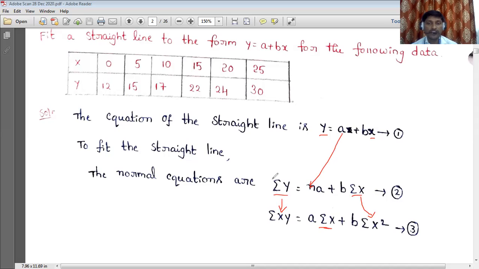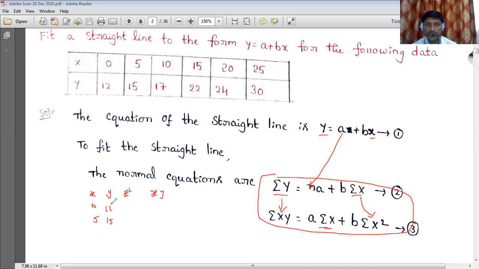Now our intention is to find all these values by using the given data. This is the given data. By taking this given data, we need to calculate all these values. What values do we require? x we require, y values we take, as well as x square, and next xy we require. x already they give 0, 5 like this, and y also they give 12, 15, 17, 22.